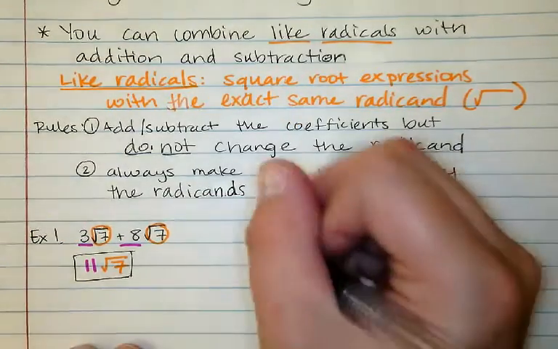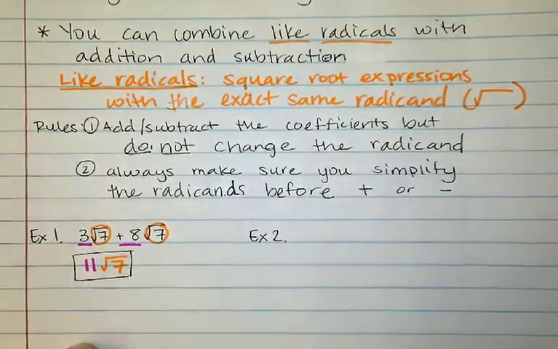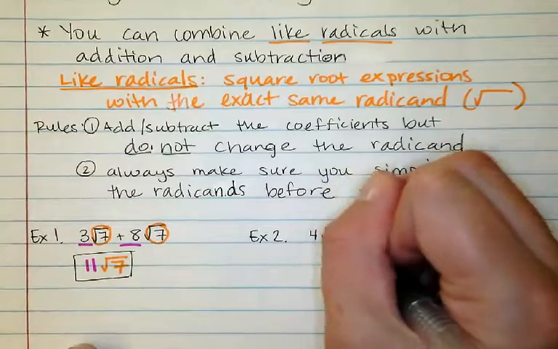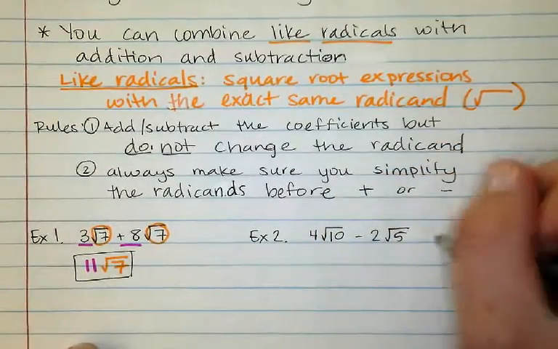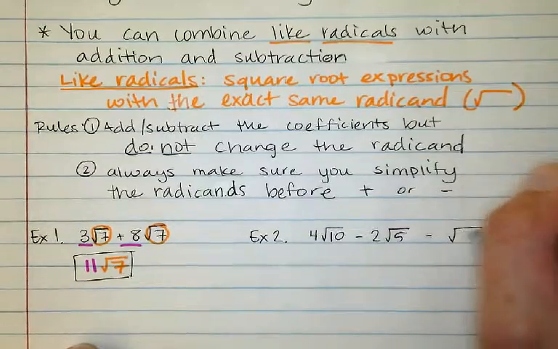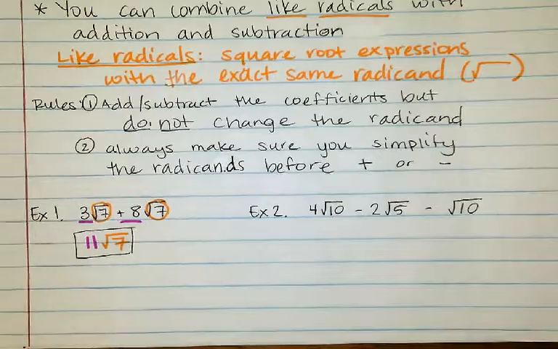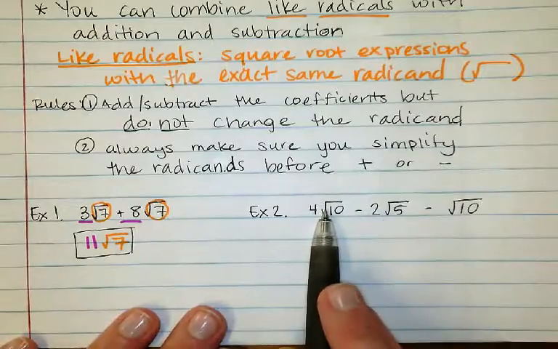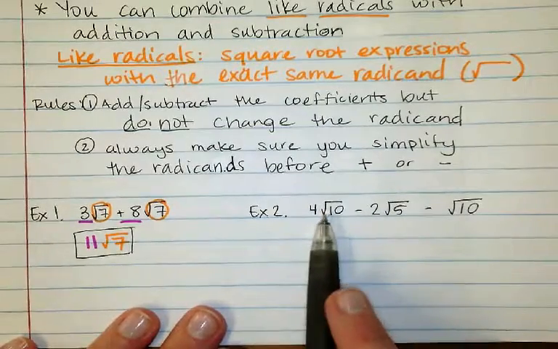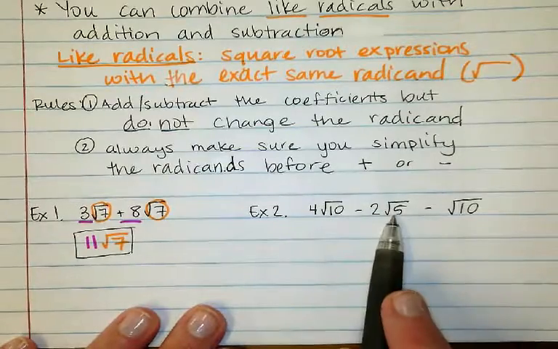Alright, now we're going to look over here. I'm going to do another example. Example 2. So this one's going to be 4 times the square root of 10 minus 2 times the square root of 5 minus the square root of 10. Alright, so are all of these radicands simplified? Let's take a look here. The square root of 10, is that simplified? Yeah, we're good. That's not divisible by 4 or 9. There's no perfect square that can be divisible. 5 is simplified, and 10 is simplified.